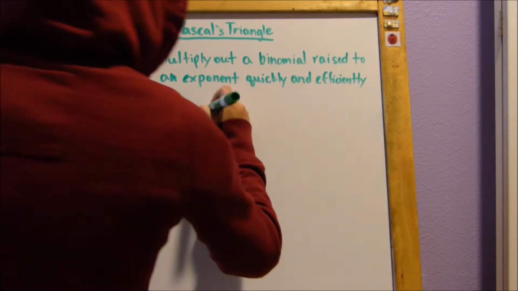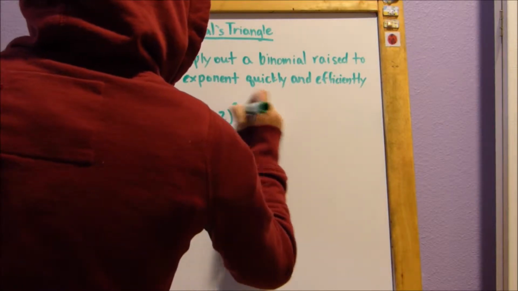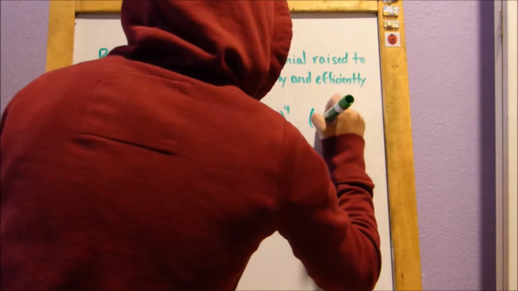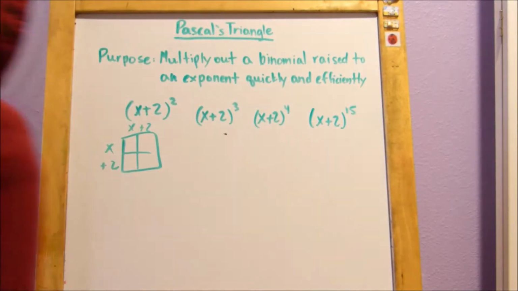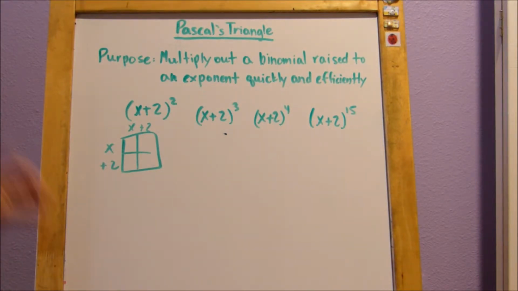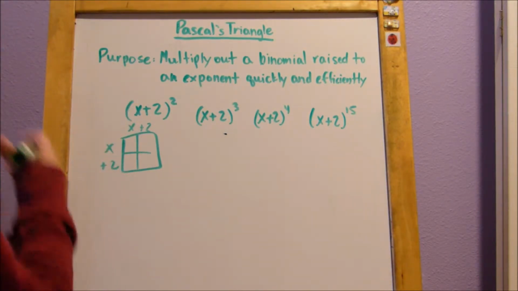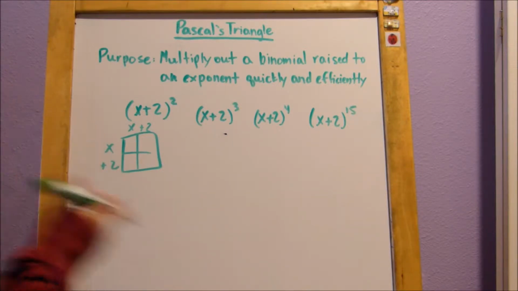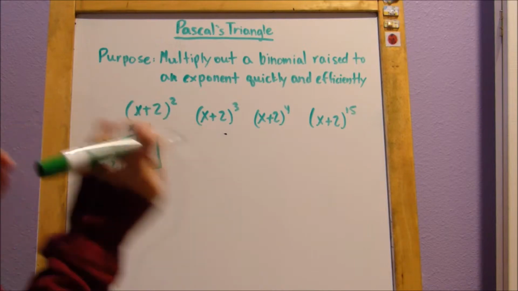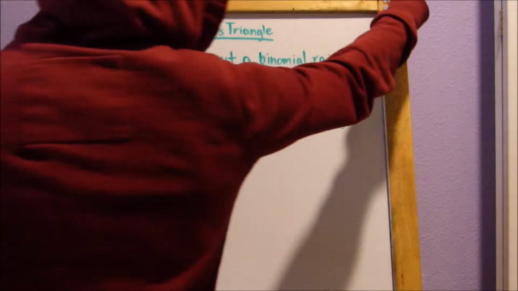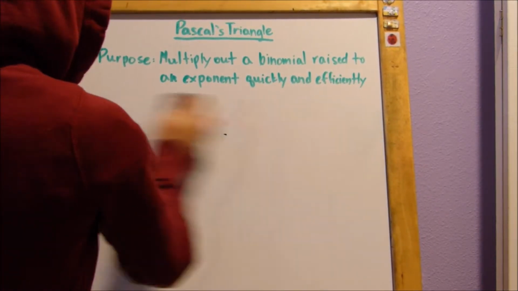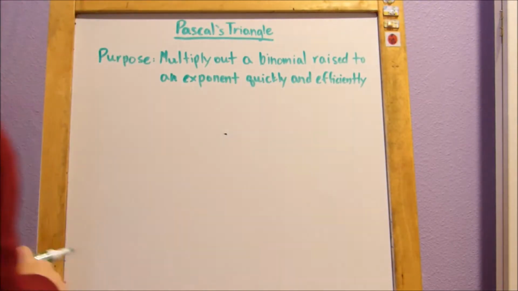But let's say you had something like (x + 2) cubed, or (x + 2) to the 4th. Or maybe you have (x + 2) to the 15th. Now, you don't want to just sit down and make hundreds of these little boxes to figure out what (x + 2) to the 15th is. What you can use is Pascal's triangle to take a shortcut, so you don't have to multiply every single one out individually. That would be awful, right? So, while Pascal's triangle just looks like some random numbers organized in a triangle, it'll all make sense soon.